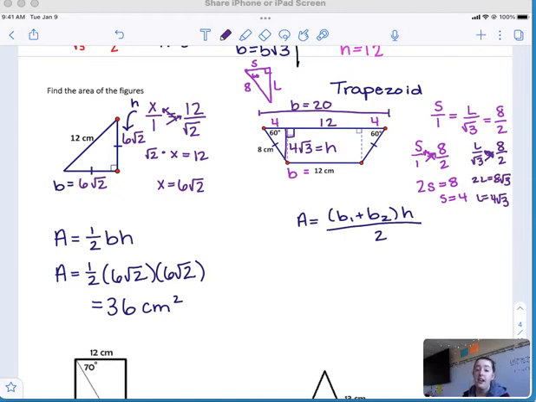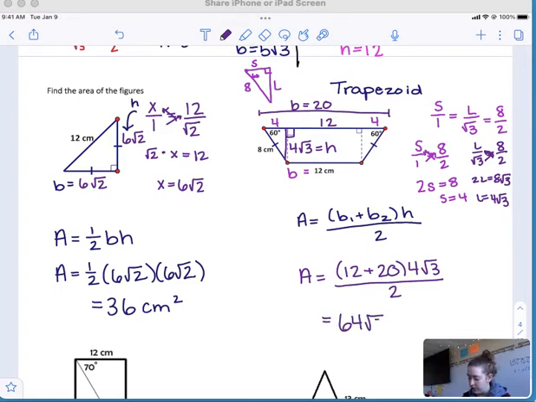So now we'll put in everything we know into this formula. One of my bases is 12. We figured out the other one was 20. We figured out our height was 4 square root 3. And we'll take that whole total and divide it by 2. And when we pop him into our calculator, we're going to end up with 64 square root 3. And that will be centimeters squared.